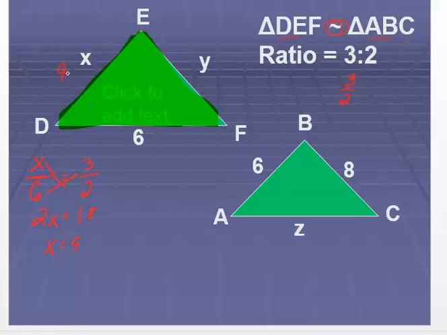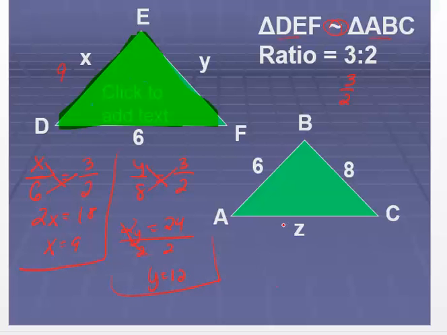Now I'm going to continue solving without actually using that 9, because if it's incorrect and I use it for another problem, it will cause more errors. Let's find y. EF, which is y, is the second and third letter, and that corresponds to BC, which is 8. I want to make sure I put the DEF first and the ABC second because that ratio is 3 to 2. So when I multiply my extremes, y times 2 is 2y, and my means, 8 times 3 is 24. I divide by 2, and I find that y is 12.